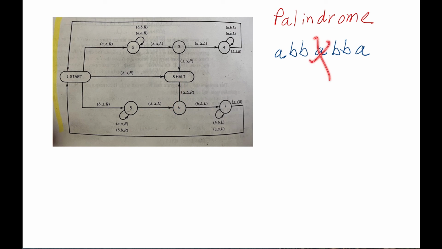If there wasn't this middle letter in here, we'd erase this B, move over, erase this B, come back, find that we're at a blank, and then in the start state, we automatically halt. So that's how this palindrome language works, basically erasing and erasing.